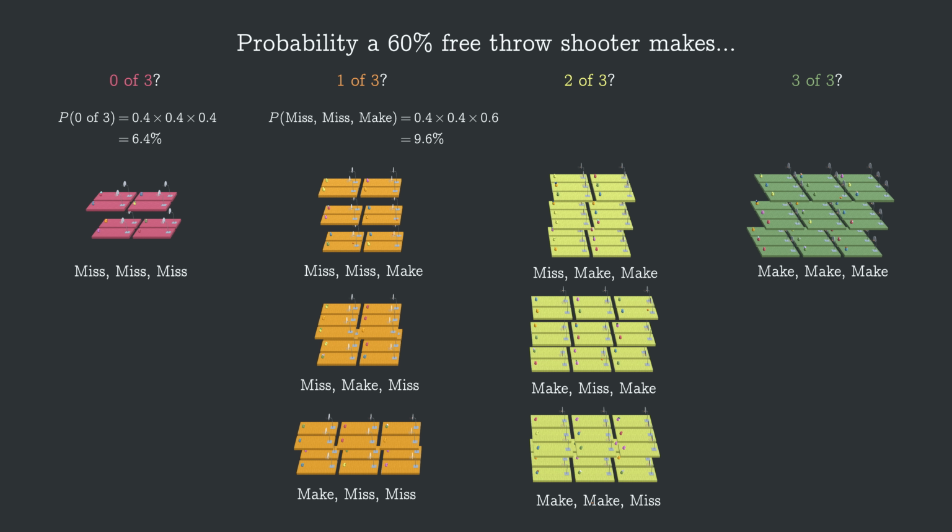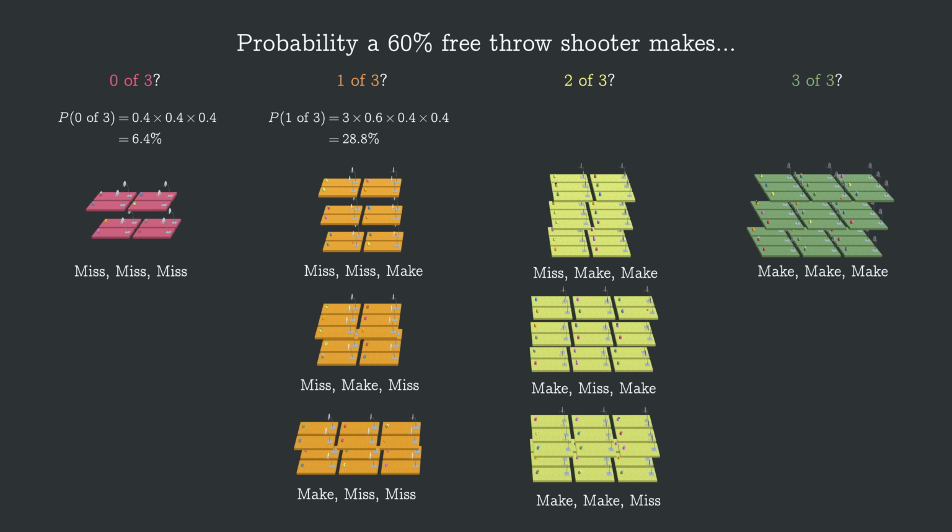We don't care about the order of makes and misses, we just care about how many there are. And order also doesn't matter for multiplication, so each of these comes out to the same 9.6%. Which means we don't have to go through all the different ways of making 1 of 3. We can just calculate the probability for one of them, then multiply that result by 3 to get the overall probability of making 1 out of 3 shots.